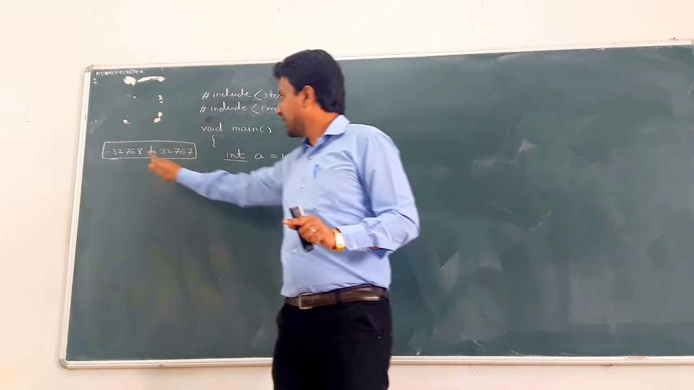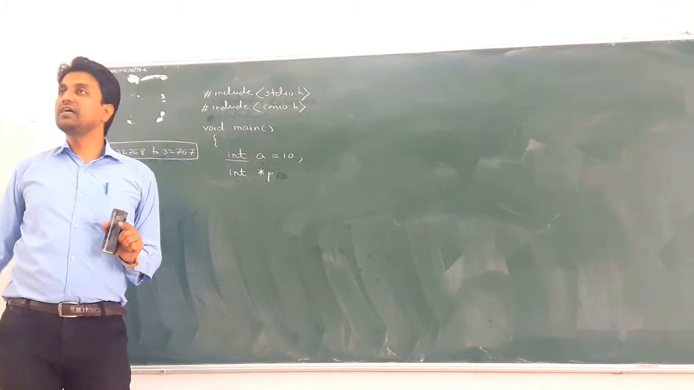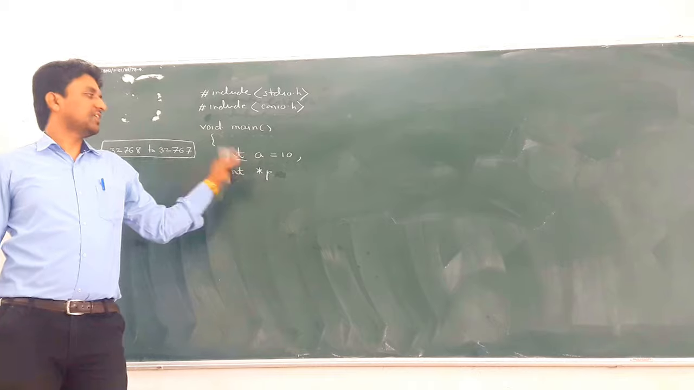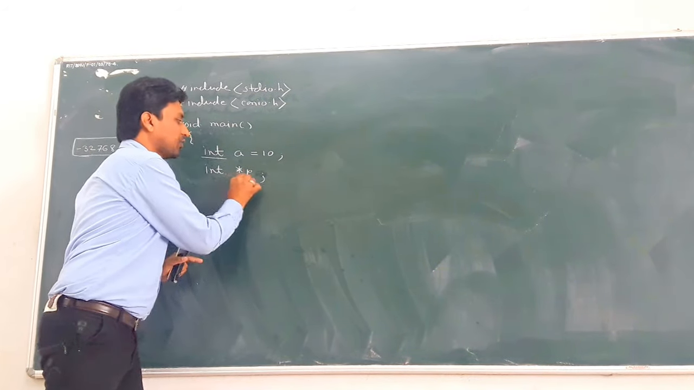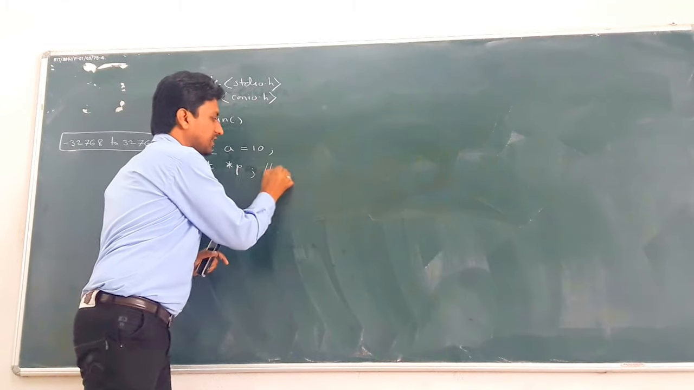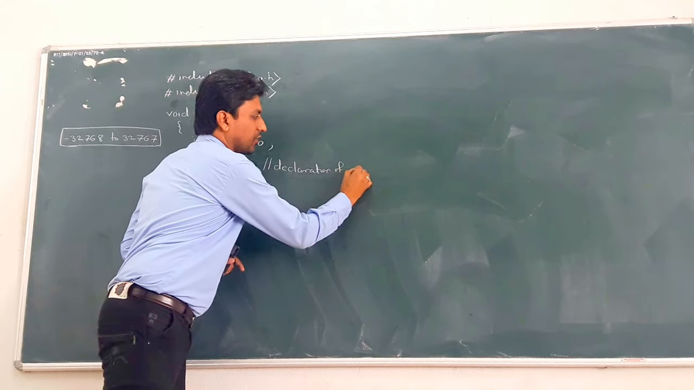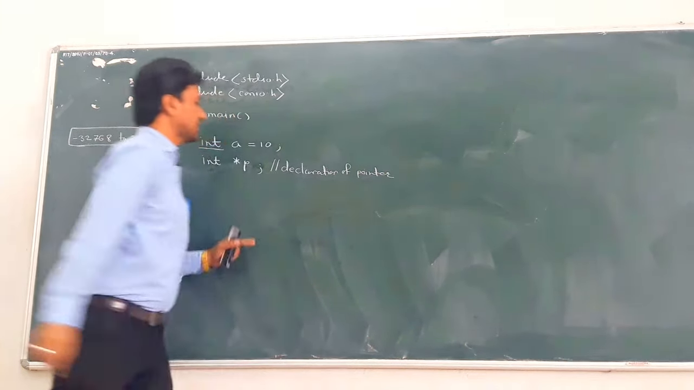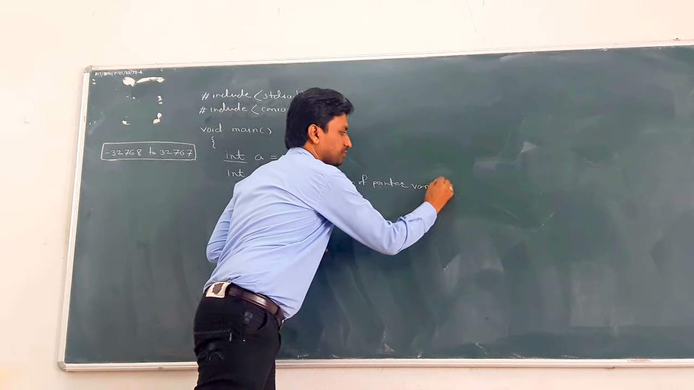Next, take another variable of pointer type: int *p. Now p is of pointer type, so in a pointer type variable we can store the address of another integer type variable. Clear? So int *p is called the declaration of a pointer, the declaration of a pointer variable.